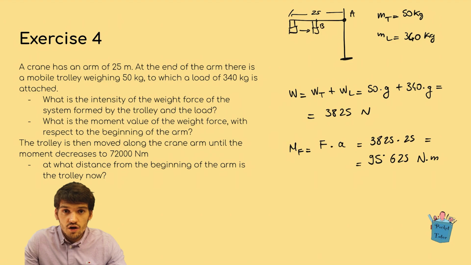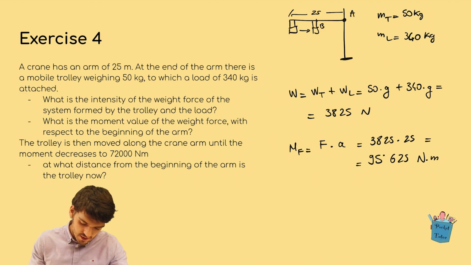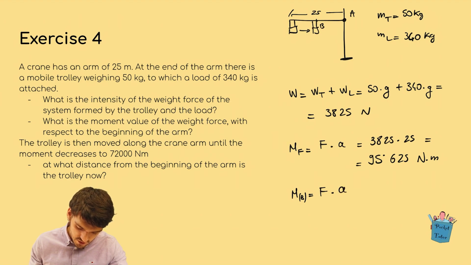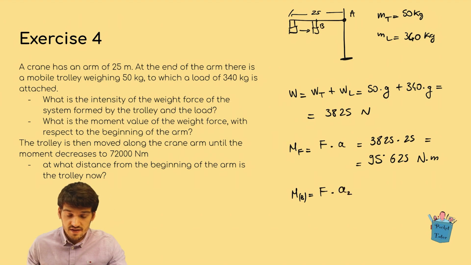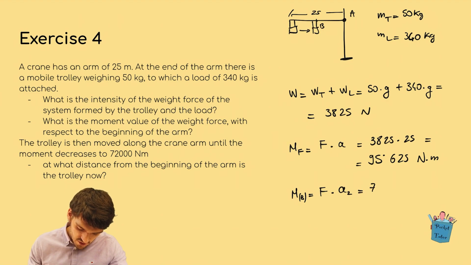Since the weight of the system doesn't change, we just need to compute the new arm with respect to which we have a moment of 72,000 newton meters, which means that the moment of the system in position B is equal to the force times the arm, let's call it A2, because it's in the second position, equal to 72,000 newton meters.